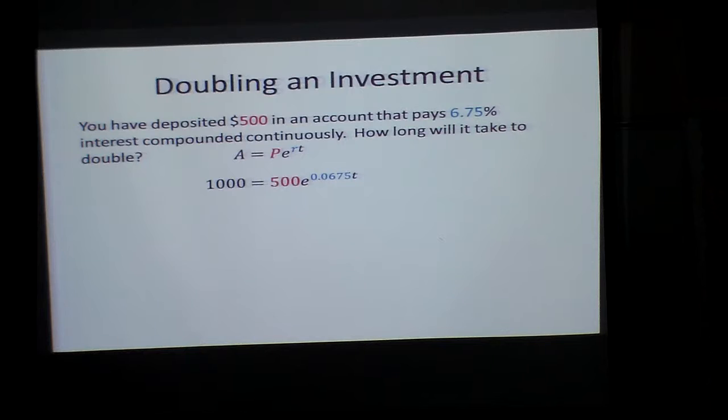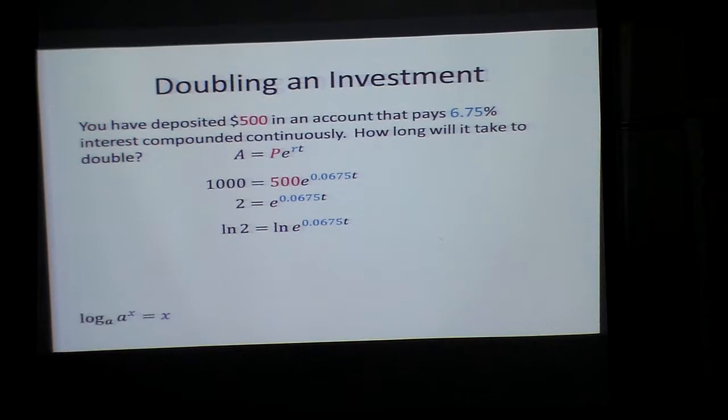So what I could do now, first off, you could go to the Y equals, minus 1,000 plus that 500 and do all that. But let's divide by 500 first. That'll give this 2 equals this right here. Remember this? How can I get rid of that e? Natural log of e, natural log of 2.